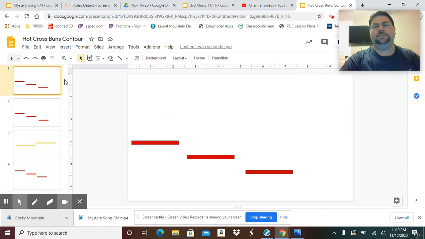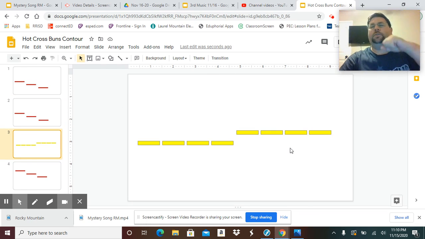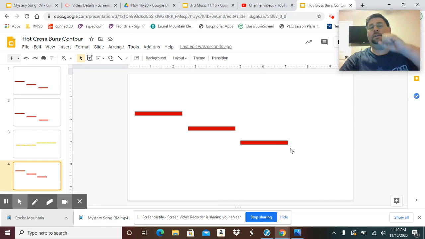So can we sing through this? Ready, angle. Mi, re, do. Mi, re, do. Do, do, do, do. Re, re, re, re. Mi, re, do. How did you do? I bet you did really well. Let's keep working with that re throughout our lesson today.